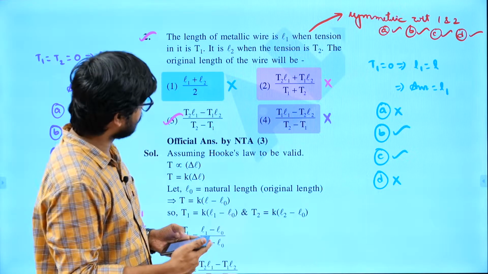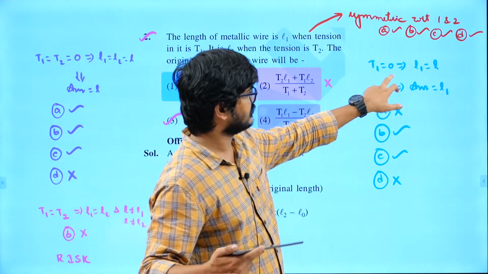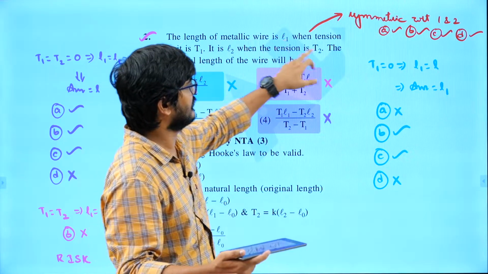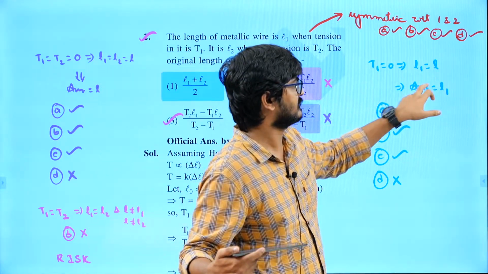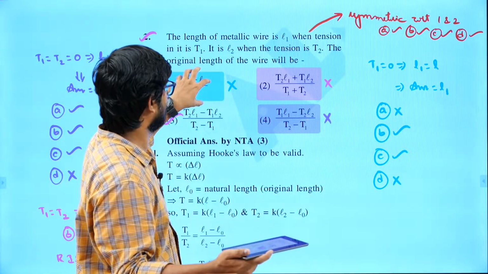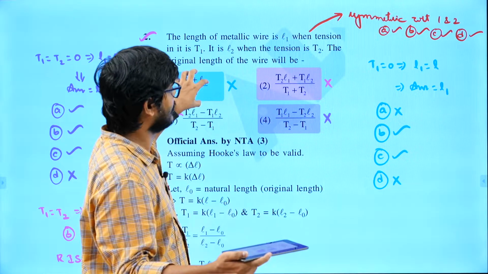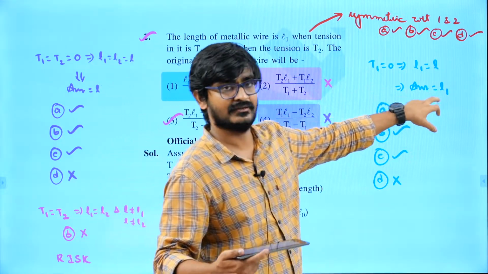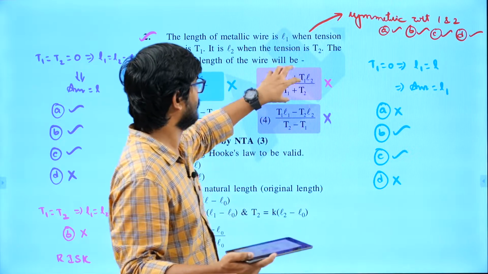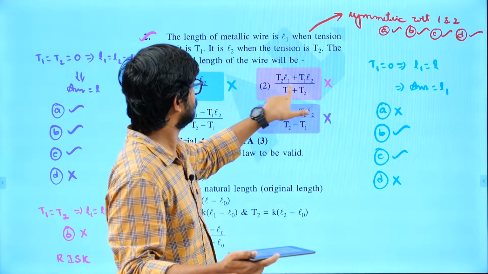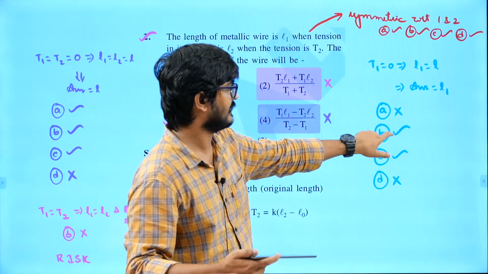If T1 is alone 0, the meaning is this tension is 0, so this is going to be natural length. So L1 is going to be natural length. So answer has to be equal to L1. So if T1 equal to 0, answer has to be L1. So I can eliminate A, because here it is going to be L1 plus L2 by 2, but I know the answer has to be L1. But B, if T1 is 0, this one and this one will become 0, so it is coming to be L1. I can't eliminate B, I am getting L1.